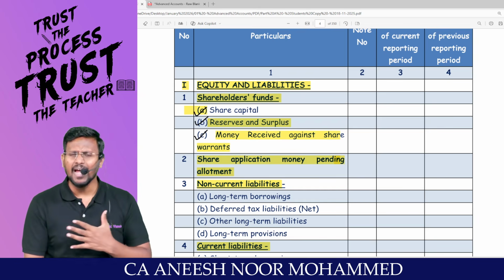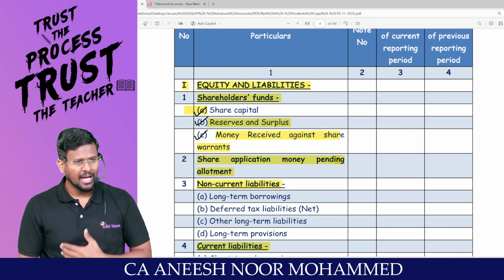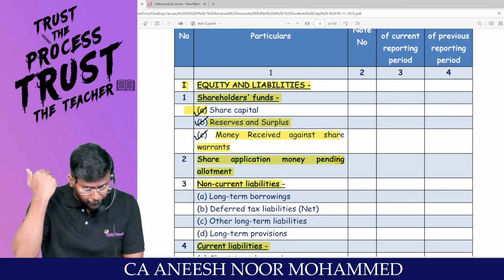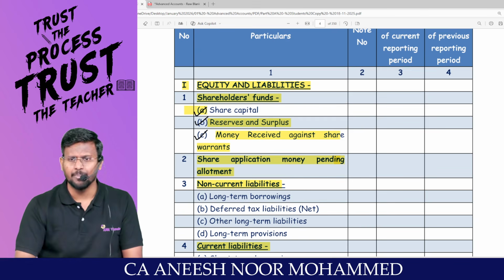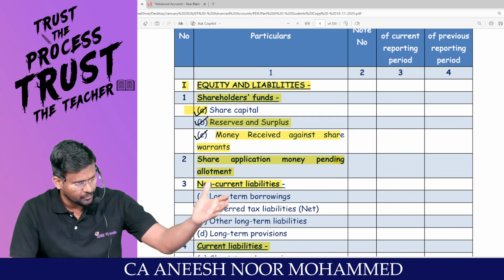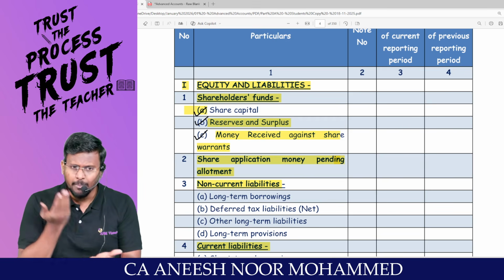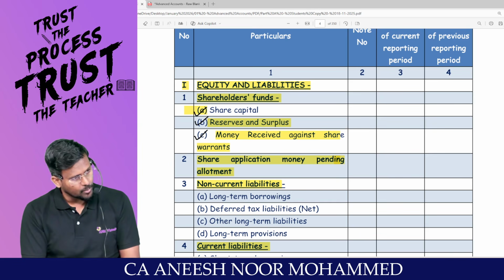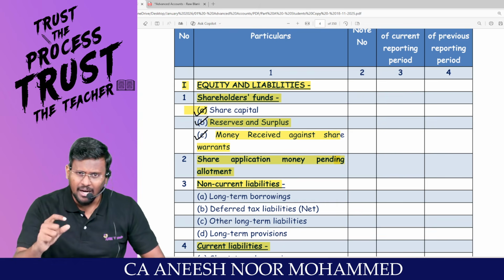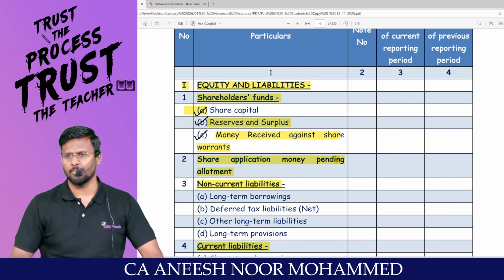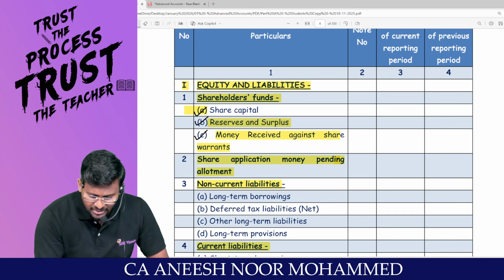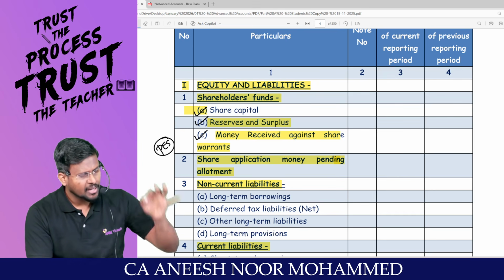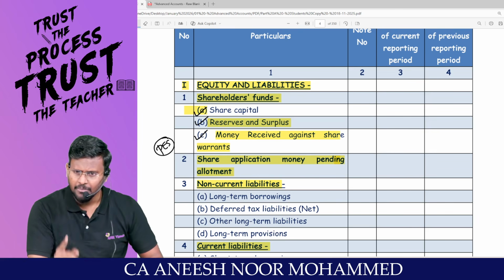My dear lovable students, I am a company. You are a shareholder. I said to you that if you want to subscribe to my company's shares in future, today itself you can subscribe, but I will allot the shares to you in the future. Give the money to me now. I will give you evidence called a share warrant. In future, this share warrant can be converted into equity share capital. So this is a potential equity share. In future, this will become equity share capital.